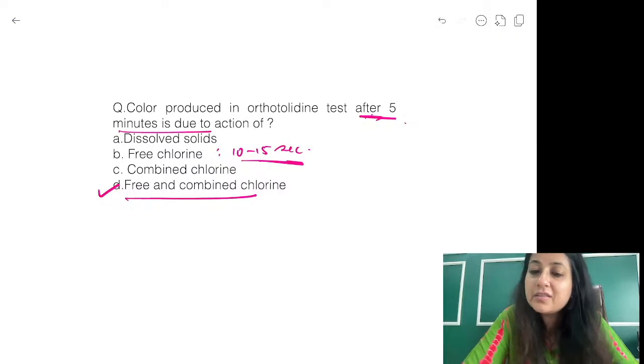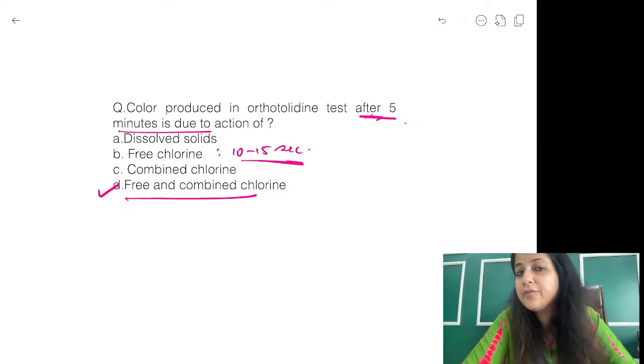Free chlorine acts in the first 10 to 15 seconds. After 10 to 15 seconds it is due to the action of both. So here it was after 5 minutes. So your answer was free and combined chlorine.